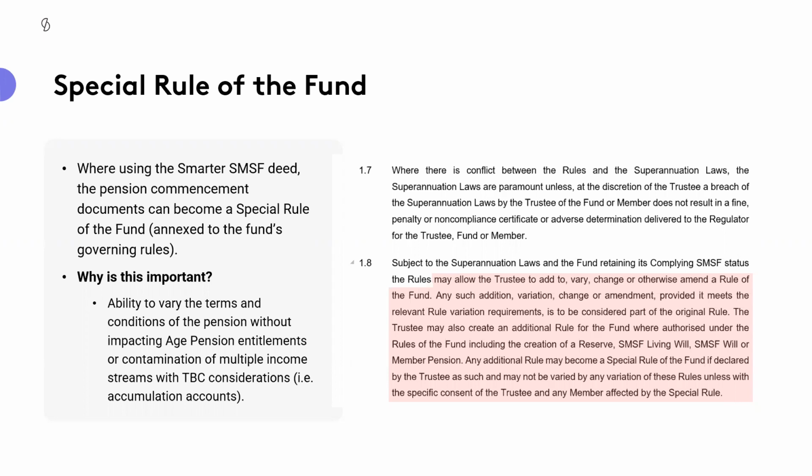As you can see there, any additional rule is to become a special rule of the fund where it's declared as such and may not be varied by any variation unless with the specific consent of the trustee and the member. So this is now where we can look to saying, well, if we do want to see changes to that pension, how can we achieve it? If we want to add a reversion, or remove a reversion, or change the level of reversion, all these sorts of terms and conditions that are part of the pension, we can alter as long as we have agreement between the trustee and the member to do so.